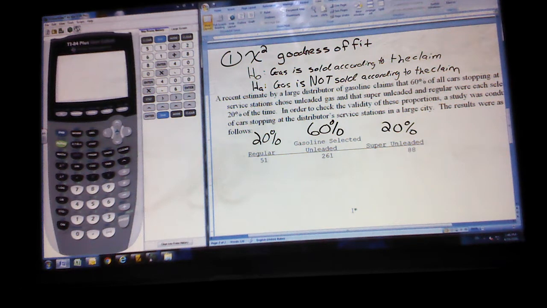The numbers up there are not the expected counts. Those are the observed. That's the data that was collected. They're always going to give you the observed on the AP tests. On your project, you're going to collect data. That will be the observed. So this is the observed. 51 cars got regular, 261 cars got unleaded, and 88 got super unleaded. So now we do need to find the expected counts.